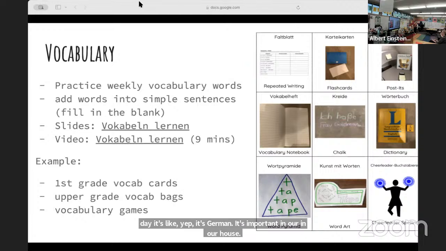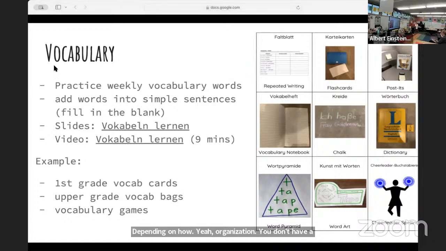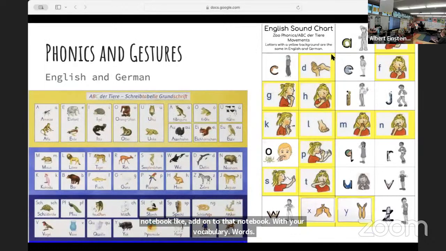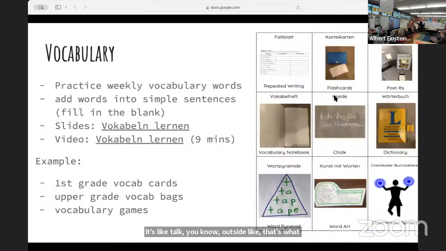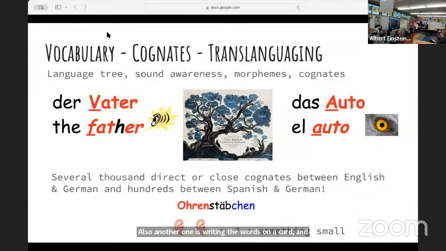Depending on your organization, if you have a notebook, add on to that notebook with your vocabulary words. Kids like to chalk, bring it outside, like that's what we're going to do today. Use your chalk and write, draw, label a picture. And then have a dictionary at hand, no matter if it's a book or if it's an online resource. Also, another one is writing the words on a card and then cutting them out by sounds, and so they have to sort it in order to spell it. They like that too, and making little puzzles out of it.